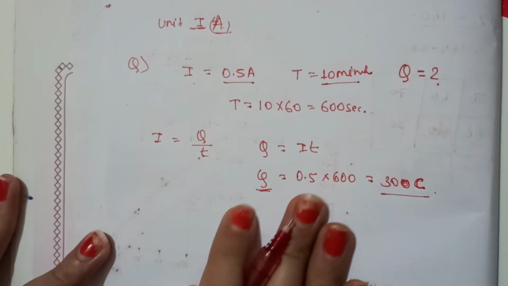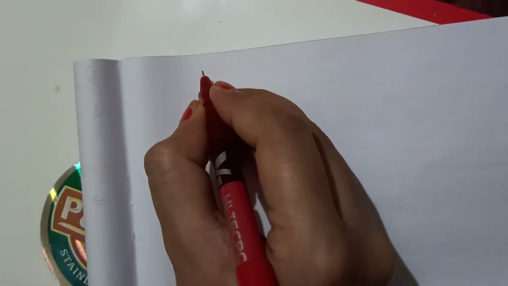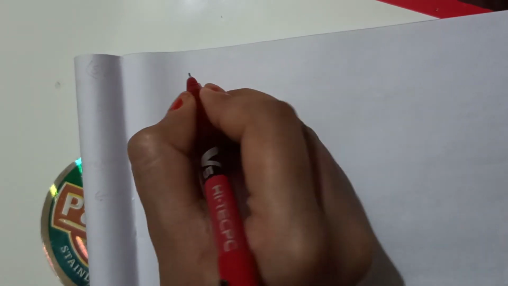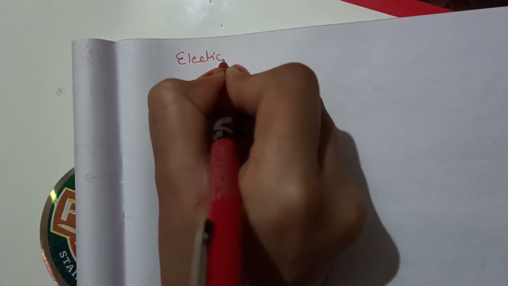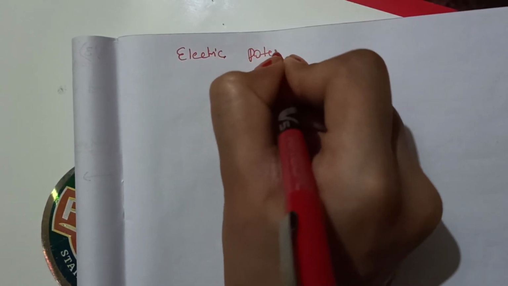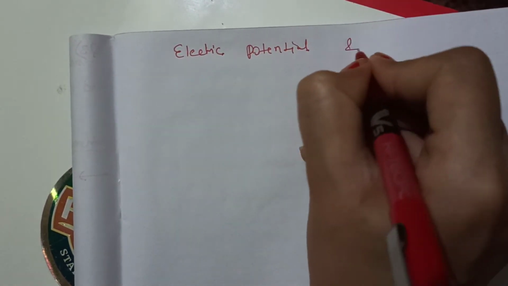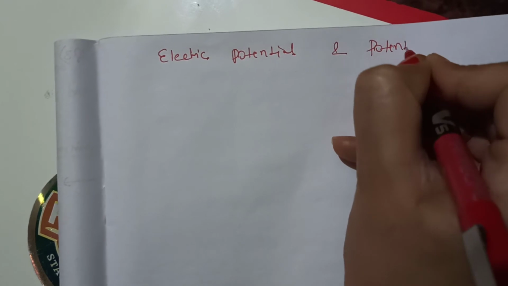Now we'll learn about electric potential. What is the potential and what is the potential difference? What is the potential actually here? So why is charge flowing through the wire? Potential difference.